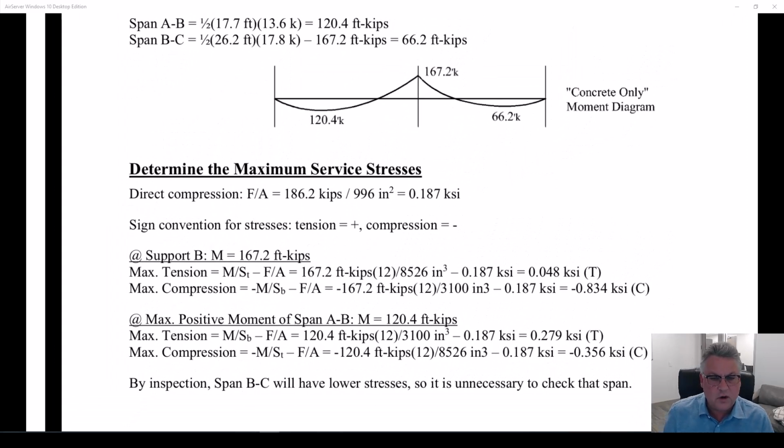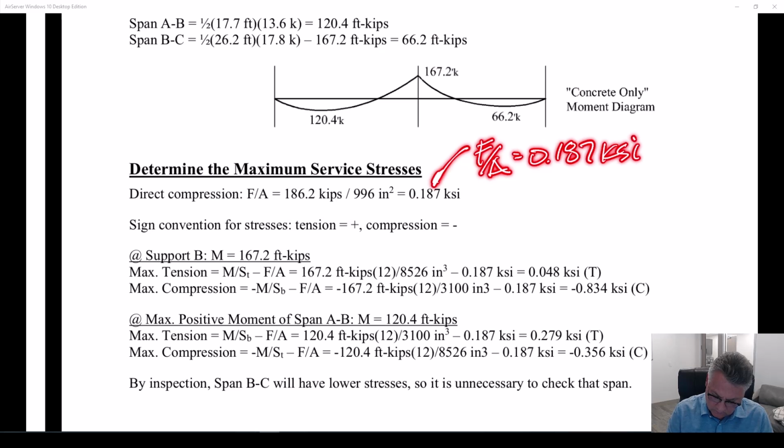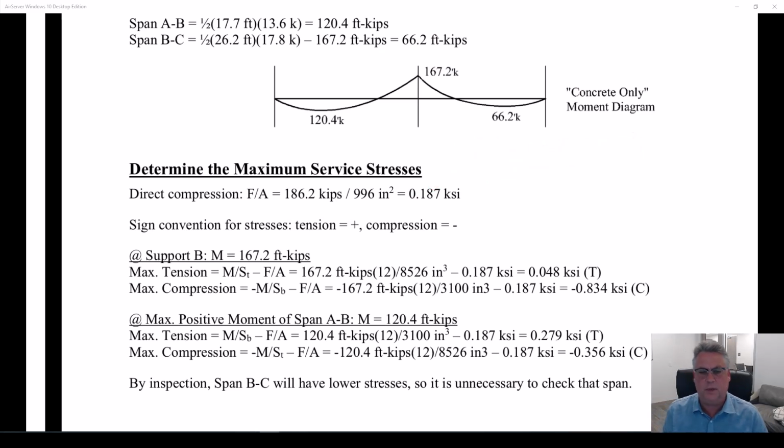So we are trying to figure out what the maximum service stresses on this beam are. So the maximum concrete stresses under service loads. The direct compression is the sum of the tendon force divided by the area of the beam. So that beam has a direct F over A of 187 psi. Remember, that is always negative. In our course, compression is going to be negative. We've chosen that. So tension will be positive.